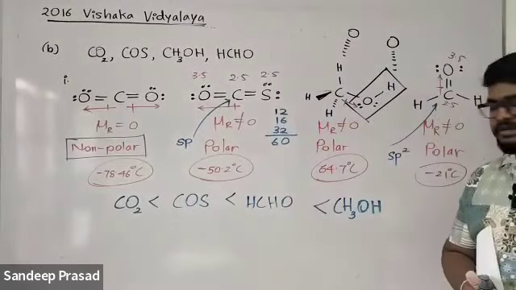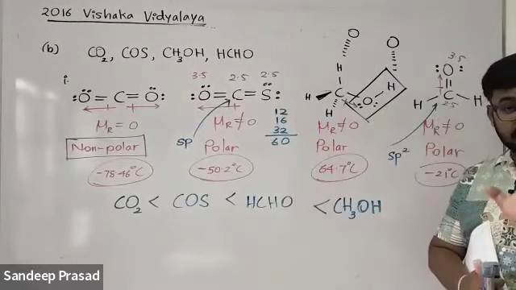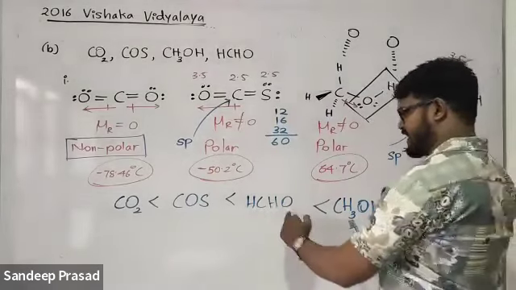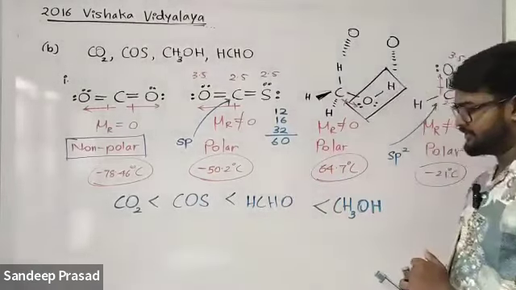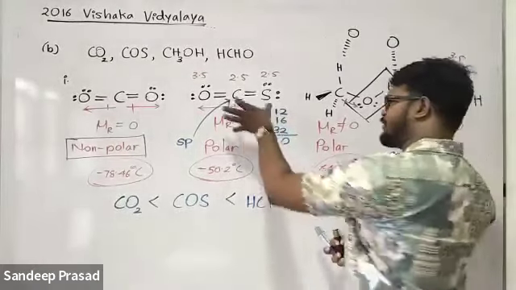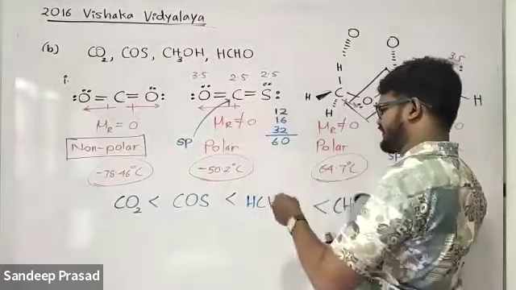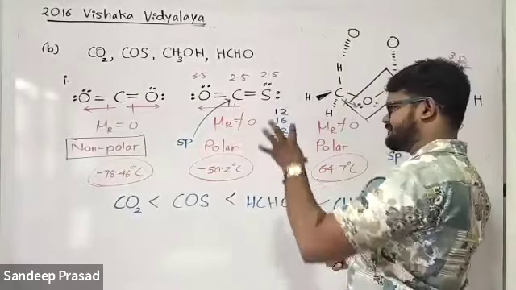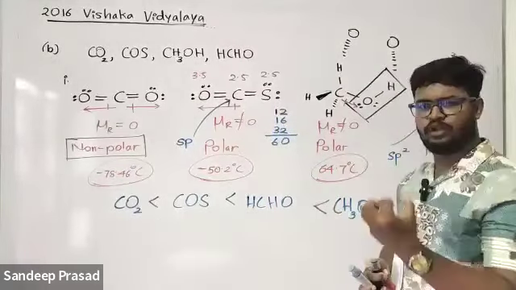Understood? Right? One more reason. Okay, so this is the main reason that the methanol molecule has a higher boiling point. And the second reason is the shape. This carbonyl sulfide molecule is actually a little bit linear, a very small molecule.